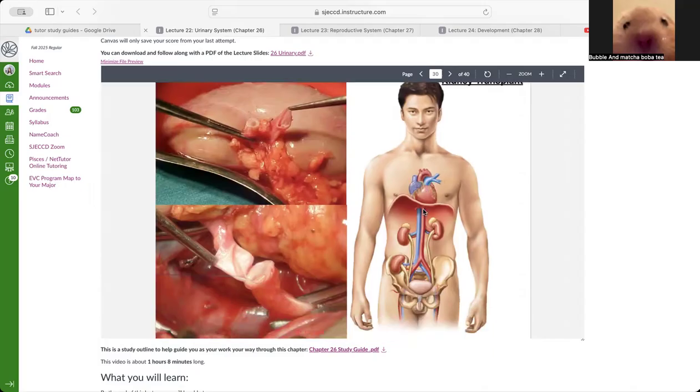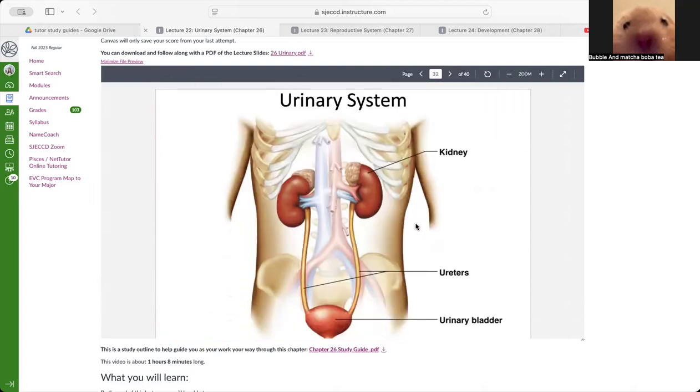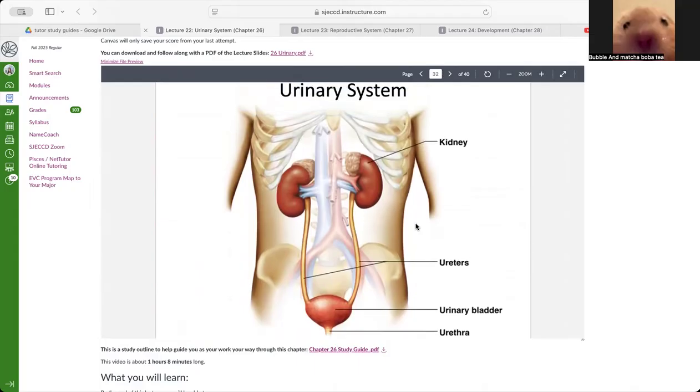We have kidney transplant, which is where the histocompatibility matches. So what they do is they don't remove the old kidneys unless they're infected, and they'll just implant the new kidney. So you have like 3 kidneys. And they'll put it in the iliac crest. So the urinary system transports urine from the kidney, stores it, and controls when you release it.